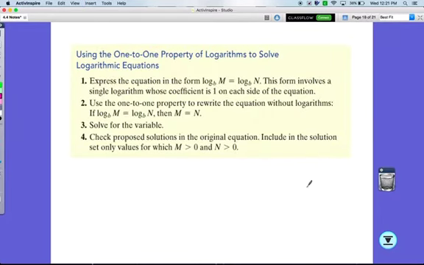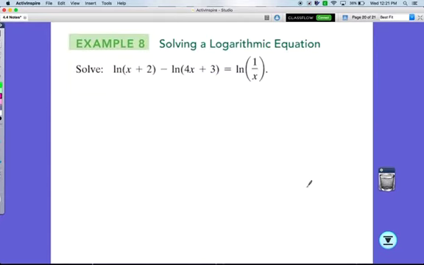All right, and then finally, the one-to-one properties of logs. If you end up with a log is equal to a log, you can drop the log and solve for the variable. So for example here, I've got natural log minus natural log equals natural log. First thing I can do is put the left side together because there's a minus. This becomes the natural log of the first argument divided by the second argument.